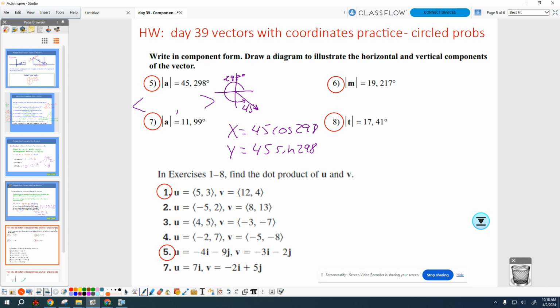So this one is minus 45. And then you take cosine. Yes, exactly. You do cosine of 298 times 45. And then she did cosine and 21.1. So what are you trying to do? 19 times cosine. I know what I did wrong.